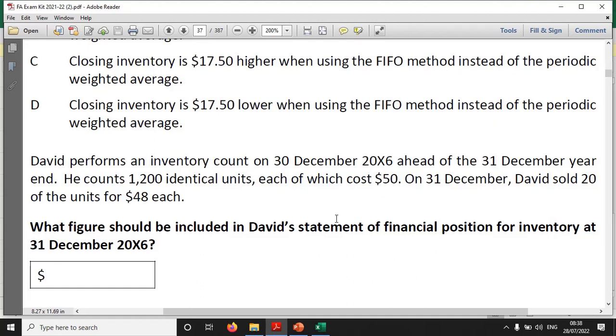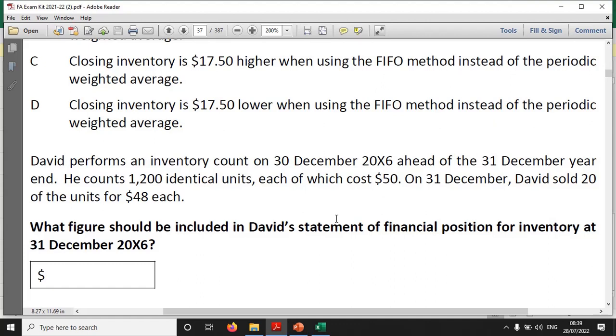Because things have changed, right? He's not able to sell the units at $50. He's only able to sell them at how much? But then maybe we can also criticize this particular answer that we have given by asking, when did he sell the 20 units? He sold them on the 31st, right? So by close of business, how many units did he have? 1,2 minus 20. How much do you have? 1,138. Yes, so multiply that by 48.